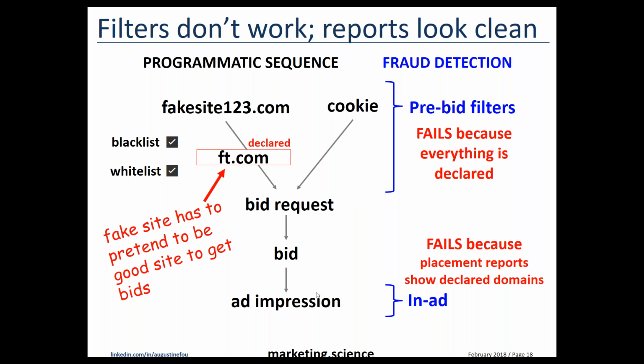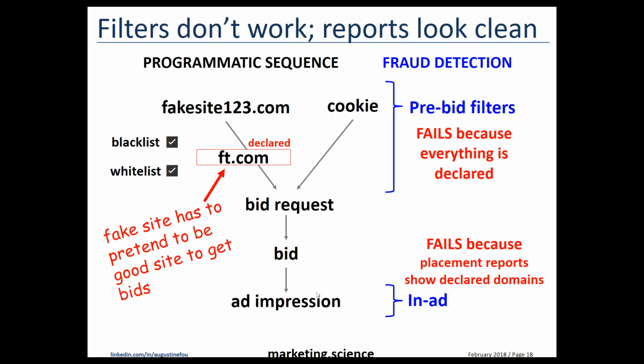But if they actually put in ft.com, that legitimate domain is not on any blacklist, so it passes the blacklist checks. It is on a whole bunch of marketers' whitelists, so again, it gets past that. And so that's what I mean by the pre-bid filters don't work, because the domains that the bad sites have to use are all declared. They just say it's ft.com. And then furthermore, when we get into the reporting afterwards, the post-campaign reporting also fails because they show declared domains, right? So in those placement reports, it's going to say ft.com, and that looks perfectly legitimate, right?